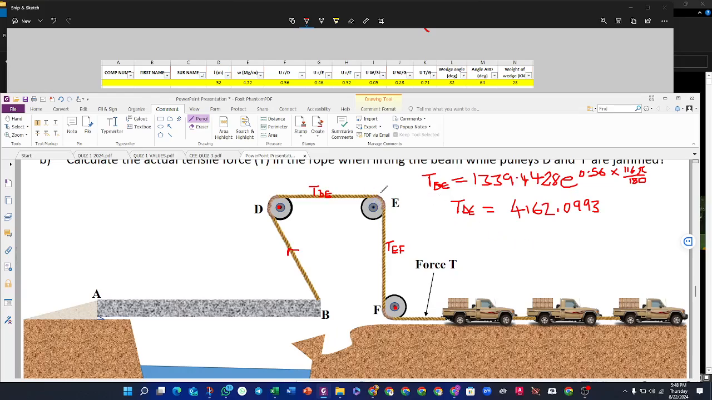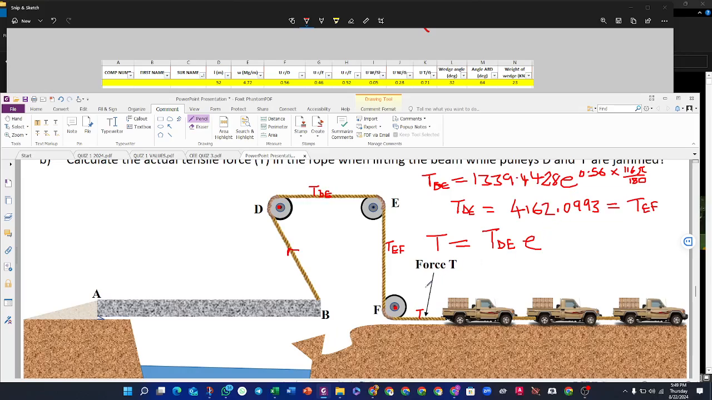And then from here, we were told that pulley E still continued rotating. So the same TDE will be equal to TEF, since pulley E is rotating freely in the clockwise direction, it only cannot rotate in the reverse direction. So now, to find the force T here, which we need, we will have to repeat the same. So T will be equal to TDE or TEF, whatever, and then e to the power.